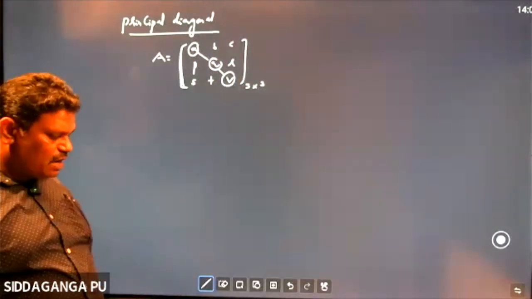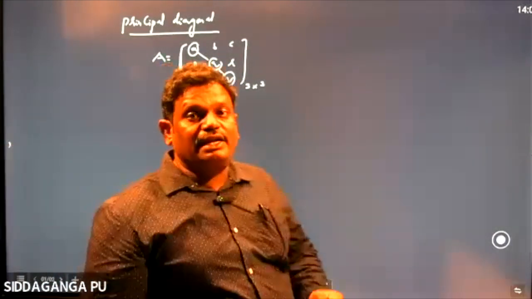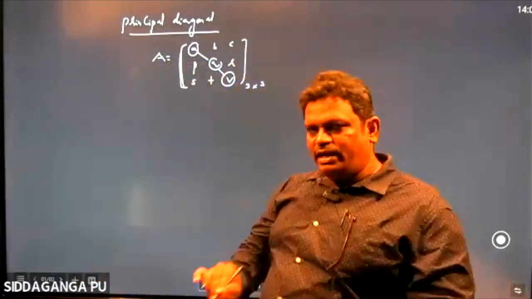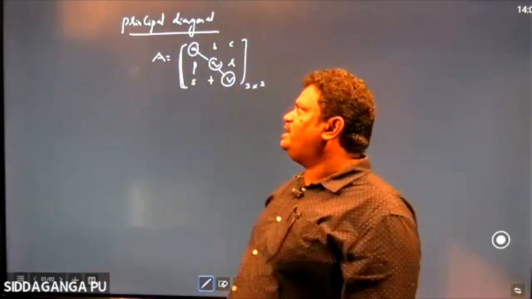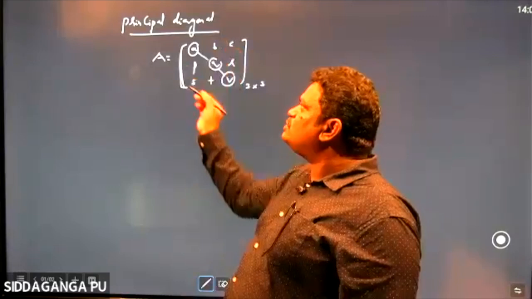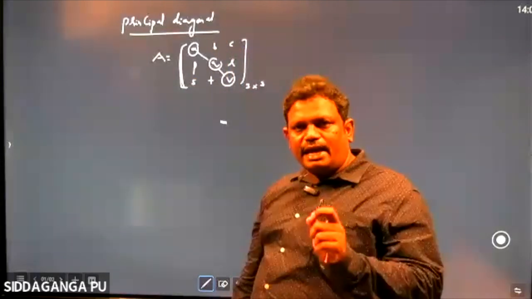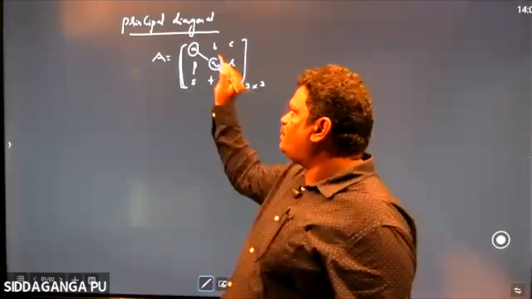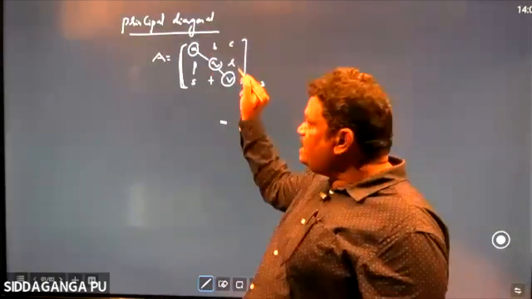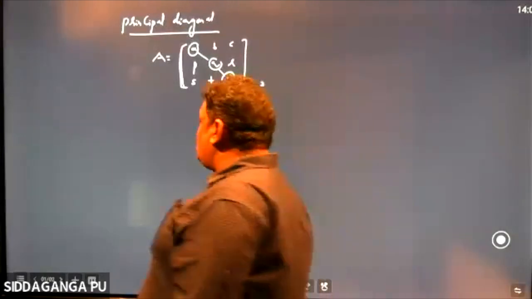So the principal diagonal is defined only in a square matrix. In a rectangular matrix, the principal diagonal does not exist. In any square matrix, the diagonal joining the first element in the first row to the last element in the last row is called the principal diagonal. Now what are the elements in the principal diagonal? a, q, v are the elements in the principal diagonal.